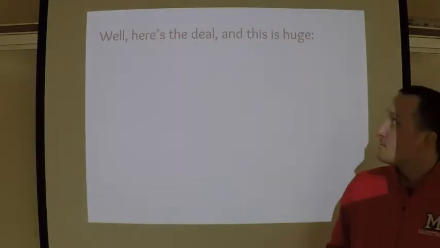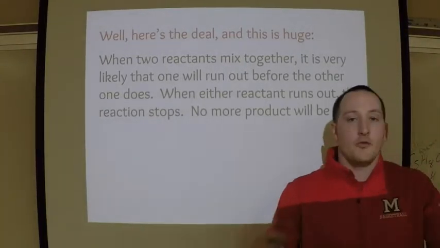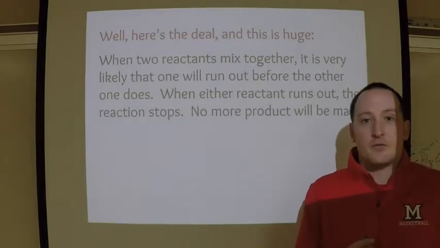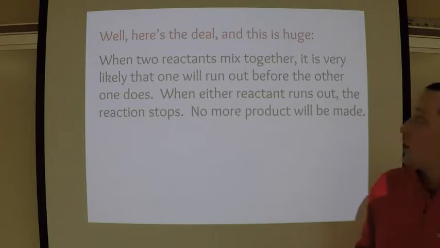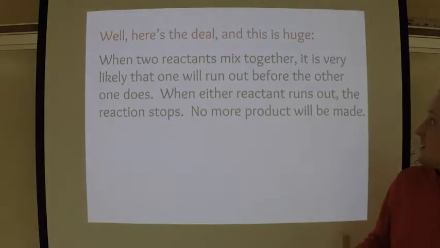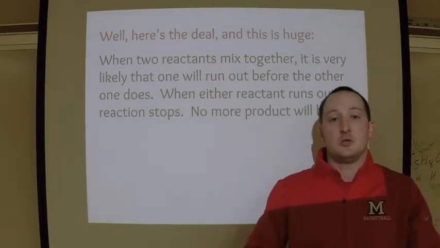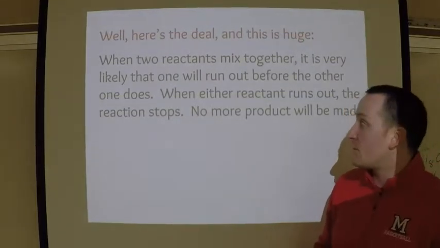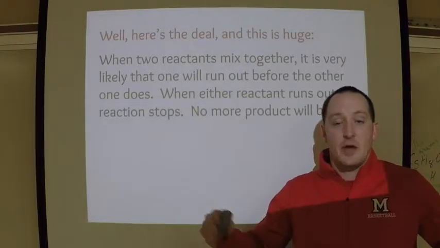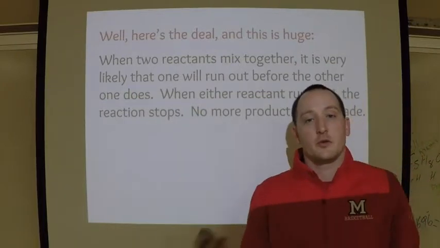So first thing, just like in our bell work, when you have your eggs, your milk, all the ingredients to make your cookies, you usually don't have the exact amounts to make all the cookies. Usually you have some leftovers. So when two reactants mix, just like in baking, as they do in chemistry, it's very likely that one of those things is going to run out first. They're not all going to get used up at exactly the same time. When any of the reactants runs out, the reaction automatically stops because there's nothing else for it to react with.